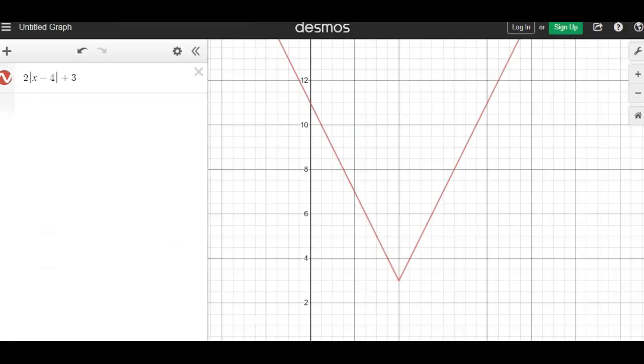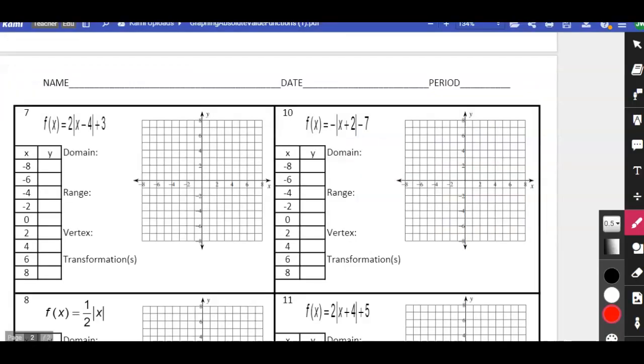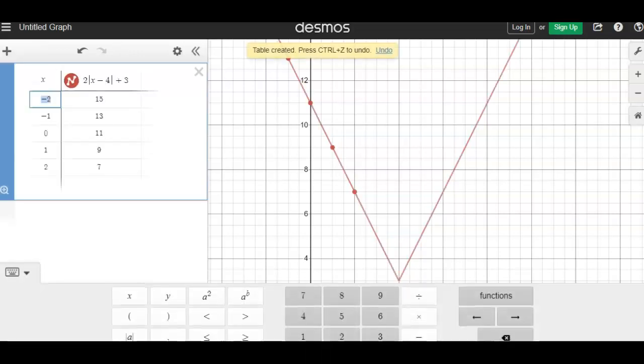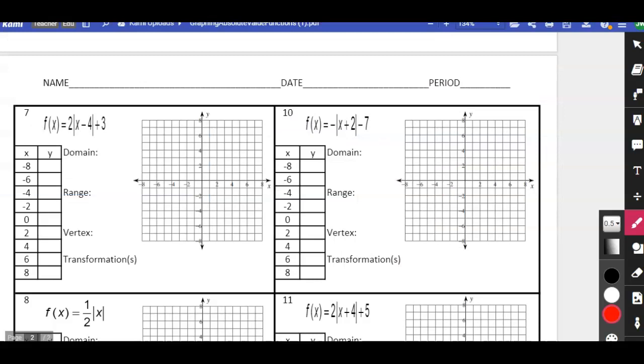So I'm going to put this into Desmos. I already did 2 times the absolute value. Inside the absolute value I have x minus 4. Outside I have plus 3. Okay. And now, the only thing I want you to change, your table, you have to be careful, because if we look at the table here, it's going by 2s.